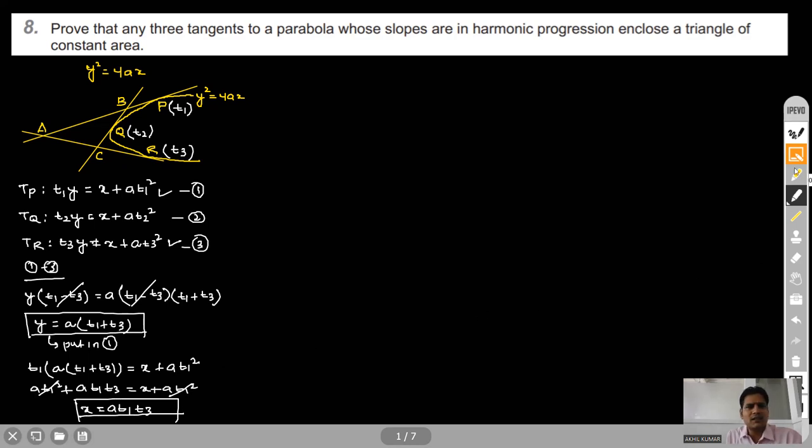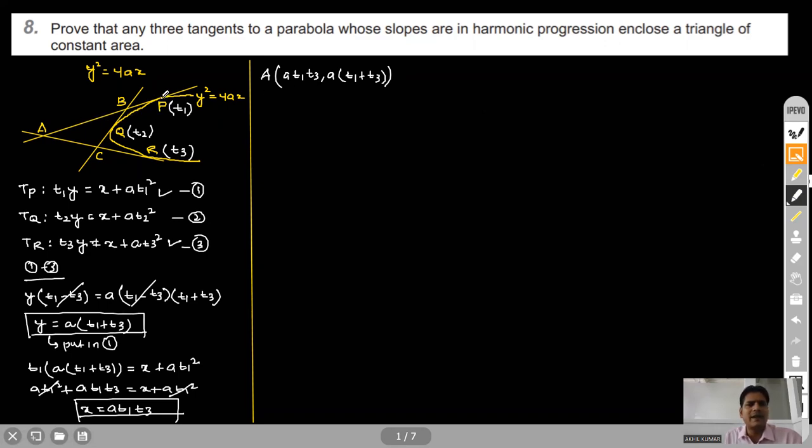So this is the coordinate of our point A, right? So let me divide this board. So we got the coordinate of A as AT1 T3, comma, AT1 plus T3. So I would request all of you to remember this. Basically, if we can remember this, it usually makes our task easy while solving the question.